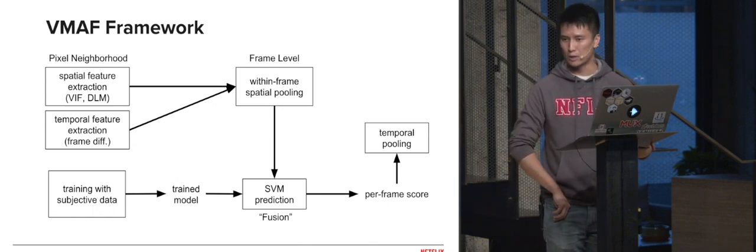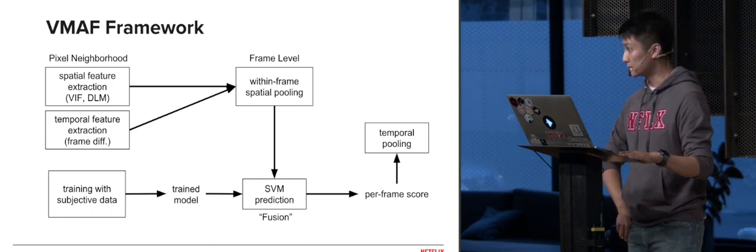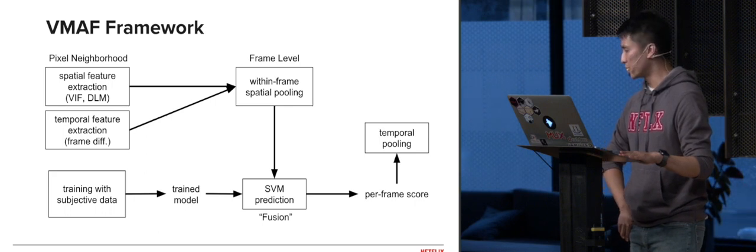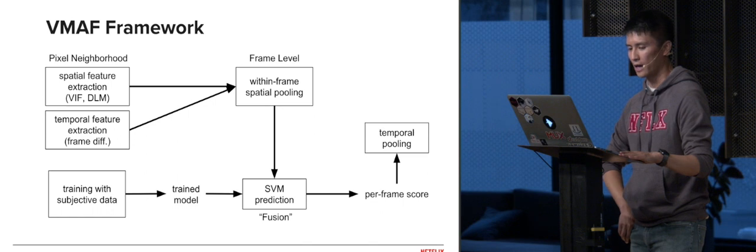And in the second step, what we actually do is we collect the training data from doing subjective tests. And through a machine learning-based regression model, we align those extracted features with those subjective scores.